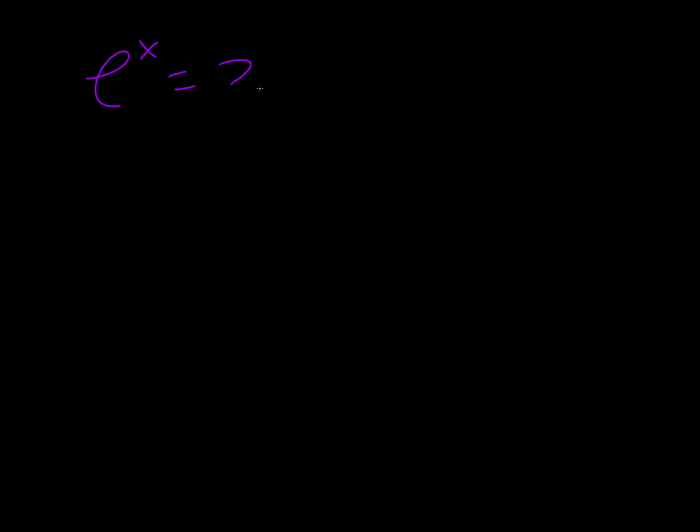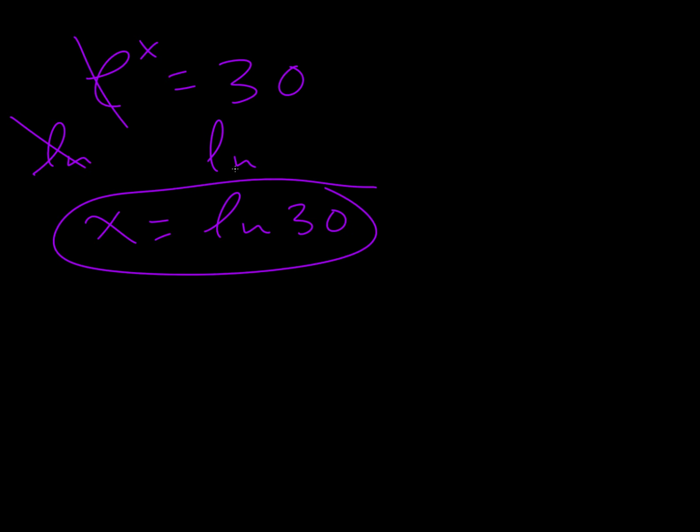Okay. So it says find x exactly. So that means we don't have to plug it into a calculator. All right. So if we have a big E, the way we undo that is we do natural log on both sides. So E cancels natural log. We're left with x equals natural log 30.